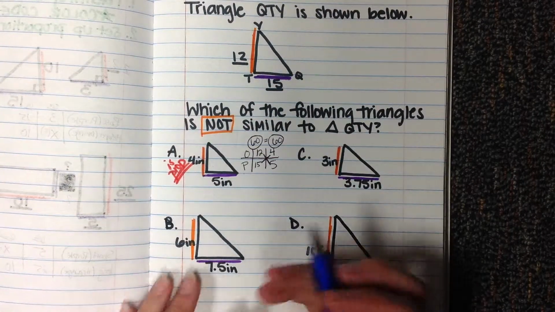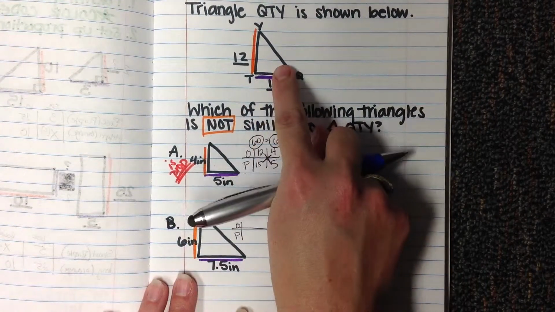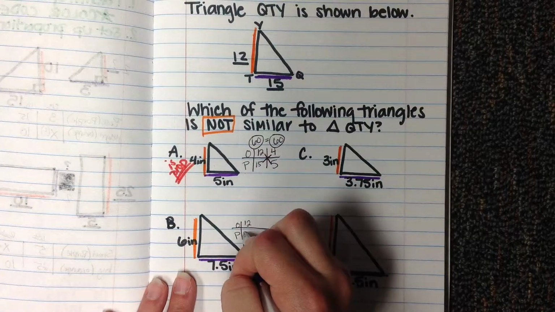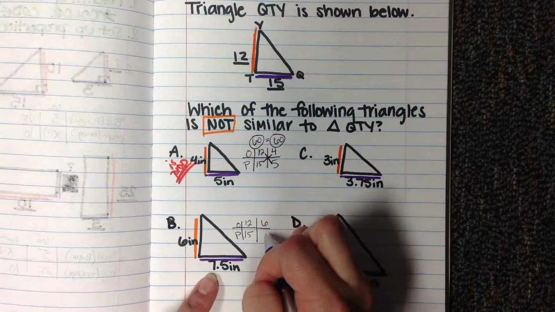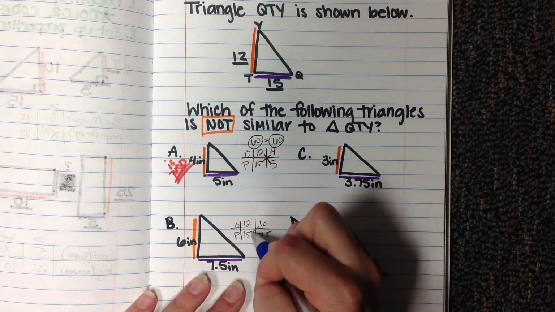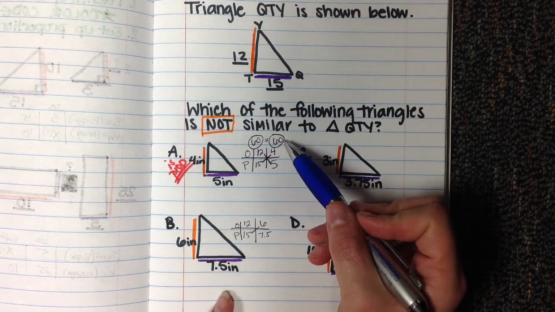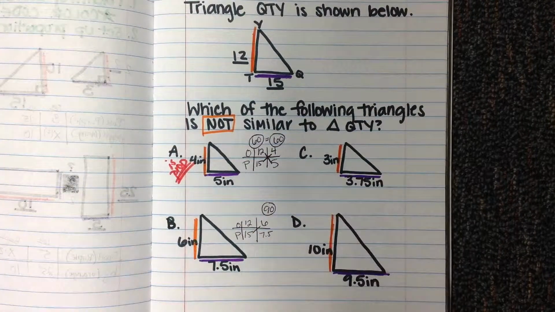Let's look at B. Again, I'm comparing orange to purple, and then the first triangle I'm going to look at is the one that I'm given. I have 12 to 15. Orange is 6, purple is 7.5. Okay, I'm going to go ahead and multiply here. 15 times 6, well again, I know that 15 times 2 is 30, and 15 times 4 is 60, so 15 times 6 must be 90.